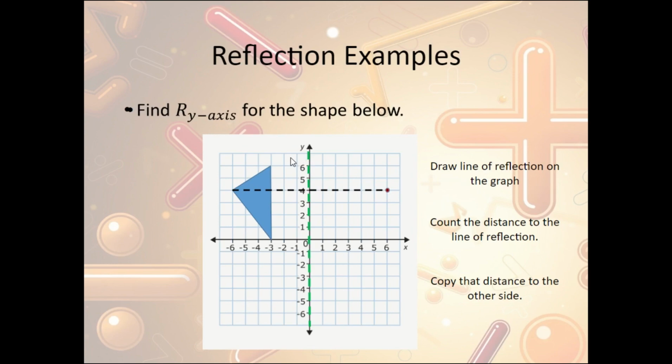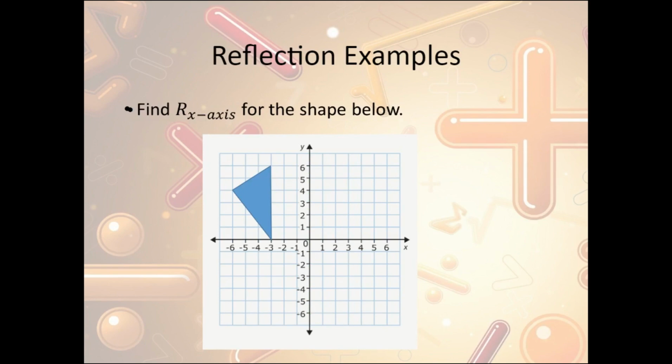Then we do it for each of the other points. So here, this one, 1, 2, 3 away. So we go 1, 2, 3 away on this side. And then the same thing here, 1, 2, 3 away on this side. So 1, 2, 3 away on this side as well. And then we just draw our triangle. And notice we have two triangles that are exactly the same size.